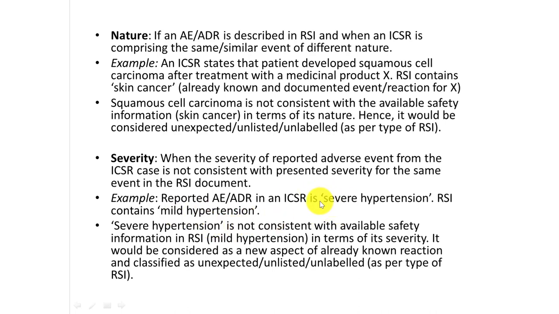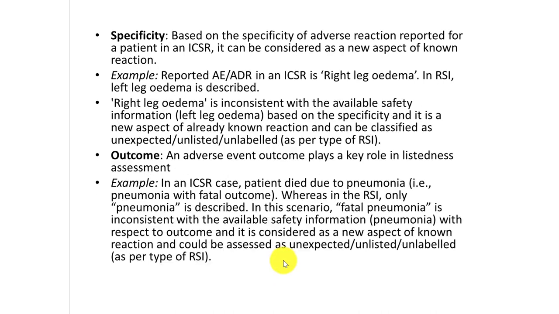obviously this will not become listed. If vice versa, for example, the ICSR mentioned hypertension and the RSI mentioned severe hypertension, then it will become listed. But here severity is higher in the ICSR, and the RSI only mentions mild. Severe is a higher term for hypertension, so that should not match. Severe hypertension is not consistent with the available information, since mild hypertension is mentioned in the RSI. So in terms of severity, it would be considered a new aspect, though the reaction is already known. This is called not well documented. In this scenario, we will consider it unexpected, unlisted, or unlabeled as per the type of RSI. Now we'll come to the specificity.